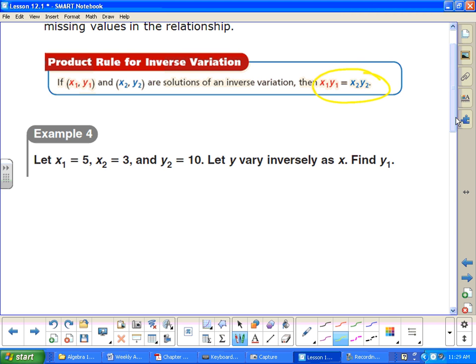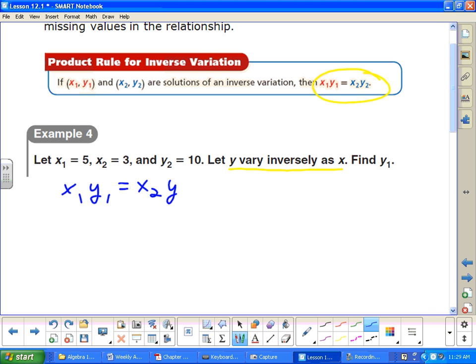So in this example, they tell us what x sub 1 equals, x sub 2, and y sub 2. And they let us know that y varies inversely as x does, and that's very important, because if it said it varied directly, then that would be a whole different situation. And they want us to find y sub 1. So here's our rule.